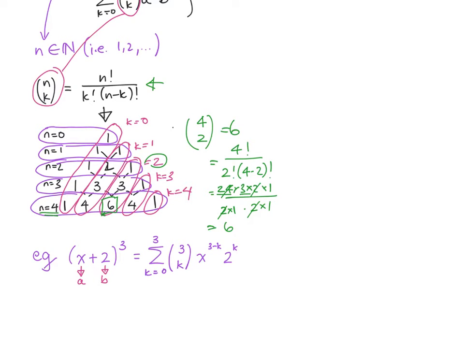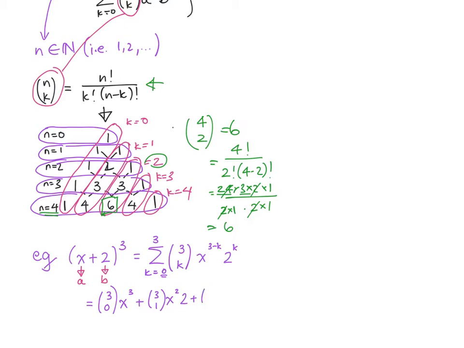And if we write this out all in excruciating detail, we know that we're going to sum from k equals 0 to 3, so we should have 4 terms, and it's going to equal 3 choose 0, x to the 3 minus 0, which is just x cubed, and 2 to the 0, which is just 1. Then our next term is going to be 3 choose 1, x to the 3 minus 1, so that's going to give us an x squared, and that's going to be a 2 to the 1, so that's times 2.